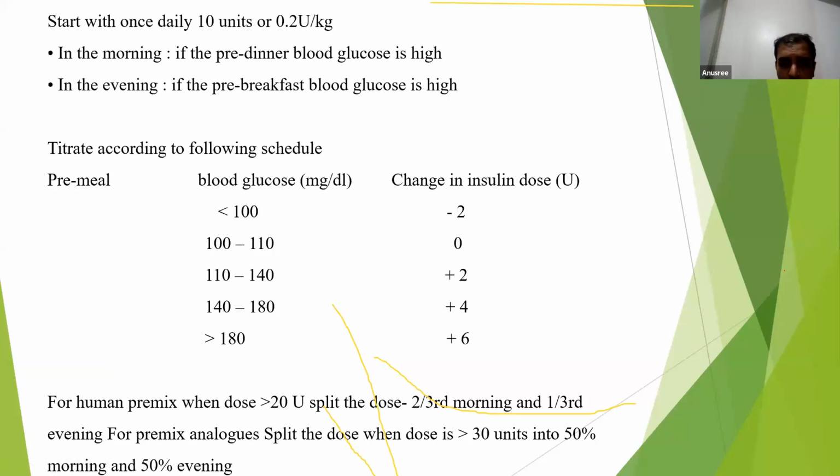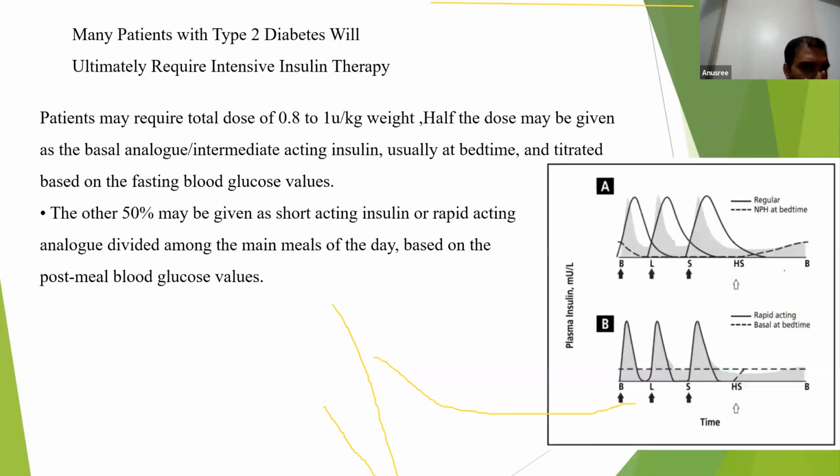And if the human insulin dose is more, more than 20 units, we can split it into 2/3 and 1/3. If we are using the 50-50 combination, then we can split it when the dose is 30 units and above. So at last, when all these options are exhausted, we ultimately come back to the basal bolus regimen, either NPH at bedtime and regular insulin 3 times, or a basal long-acting insulin at bedtime and a rapid-acting insulin with each meal. And this can be given at 0.8 to 1 unit per kg.